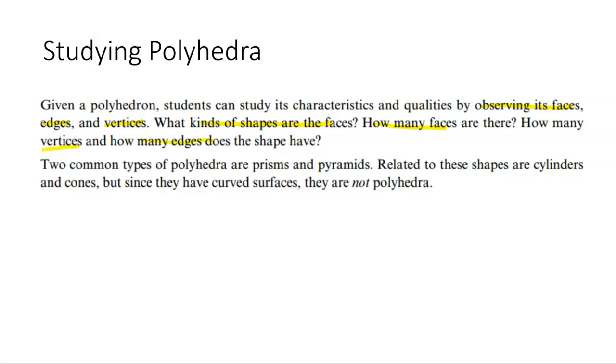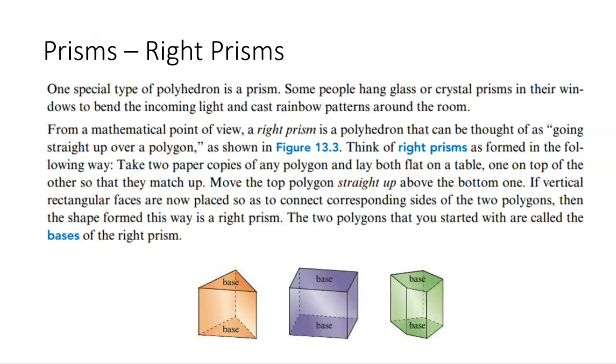We're going to talk about two common polyhedra: the prisms and the pyramids. Also related to these are cylinders and cones, but because they have curved surfaces, we do not call them polyhedra. Let's start by talking about right prisms. First, a special type of polyhedron is a prism. You may have seen these around your home. From a mathematical point of view, a right prism is a polyhedron that can be thought of as going straight up over the polygon.